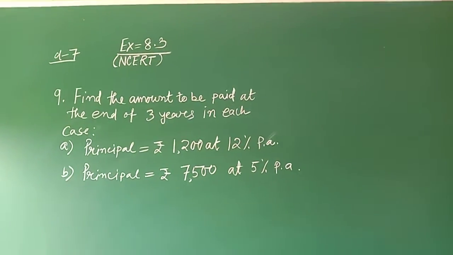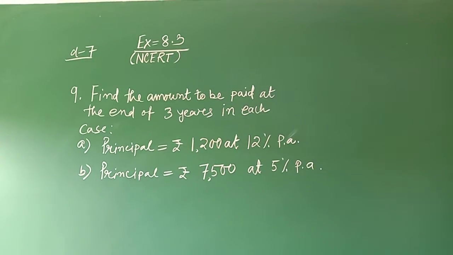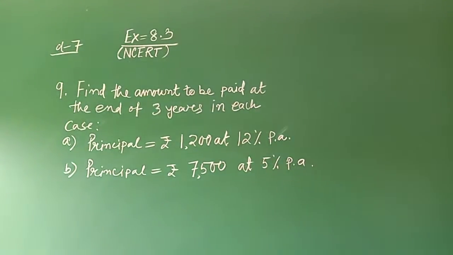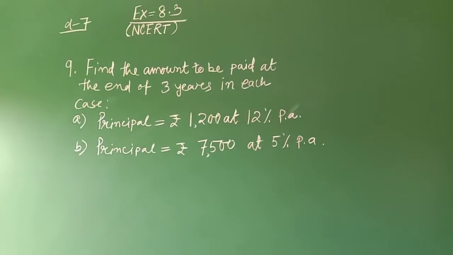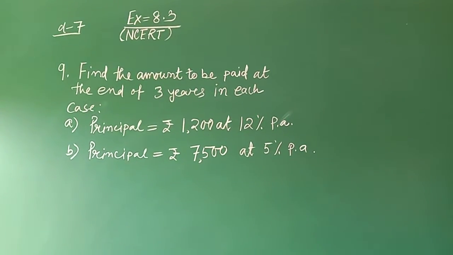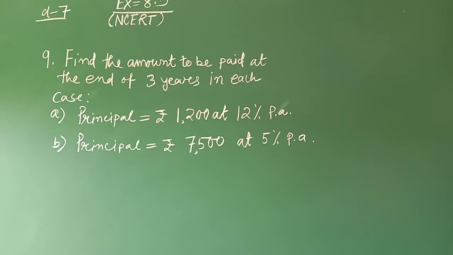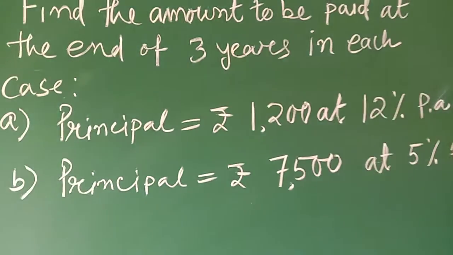Today we will do question number 9 from exercise 8.3, and 9, 10 and 11. These are the three sums left from this exercise which are based on simple interest. The formula I have already given in your previous classes. Previous 2 classes I have given, but still now I am writing it again.